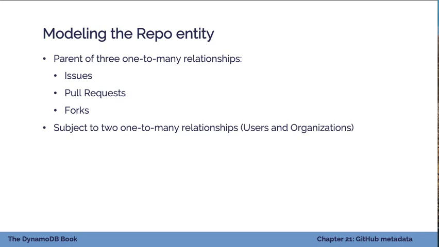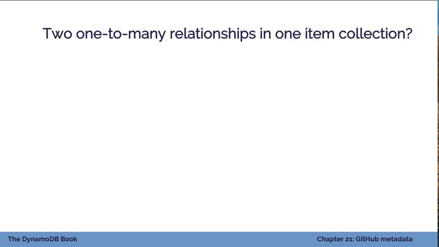Let's start with thinking about those relationships where the repo is the parent entity, issues, pull requests, and forks. And we talked in one of the earlier chapters about how you can actually model out 2 one-to-many relationships in one item collection if you put that parent entity right in the middle, and in one you're scanning forward, one you're scanning backward. The only way that's going to work is if you have one access pattern that goes in a descending fashion and one that goes in an ascending fashion. So let's look at our 3 relationships here. If we look at issues, remember we want to get the most recent issue, and that's by the issue number.